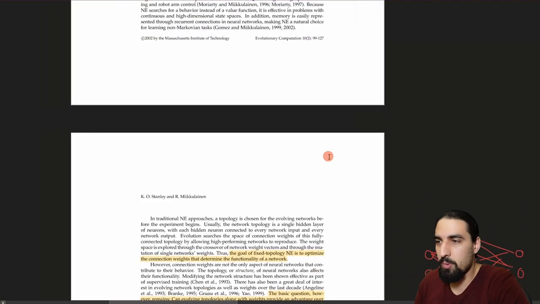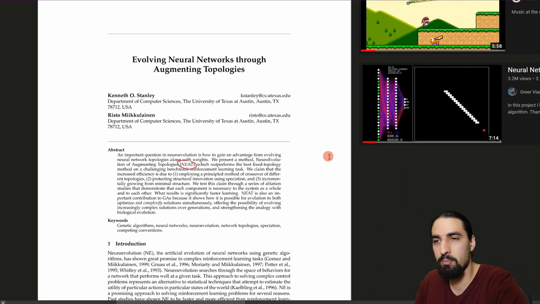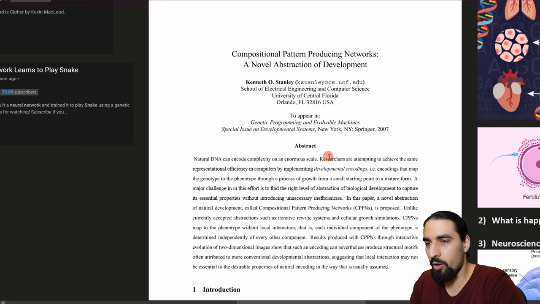And since this paper was published in 2002, we really haven't seen the push towards this research direction. But nonetheless, I think it's a very valuable idea to keep in your mind. Okay, next up, let me walk you through the compositional pattern producing networks.